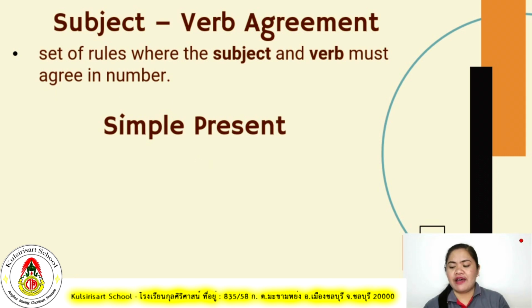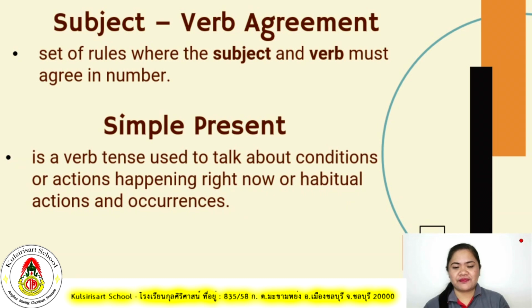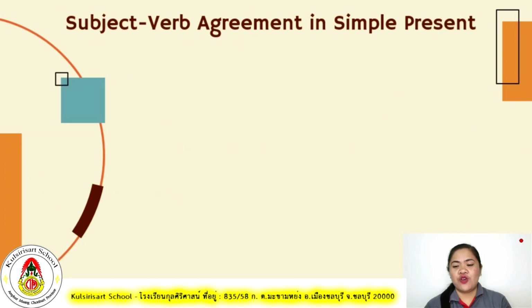So, we'll have simple present. Simple present is a verb tense used to talk about conditions or actions happening right now or habitual actions and occurrences. So, can you read it once more for me? Very good.